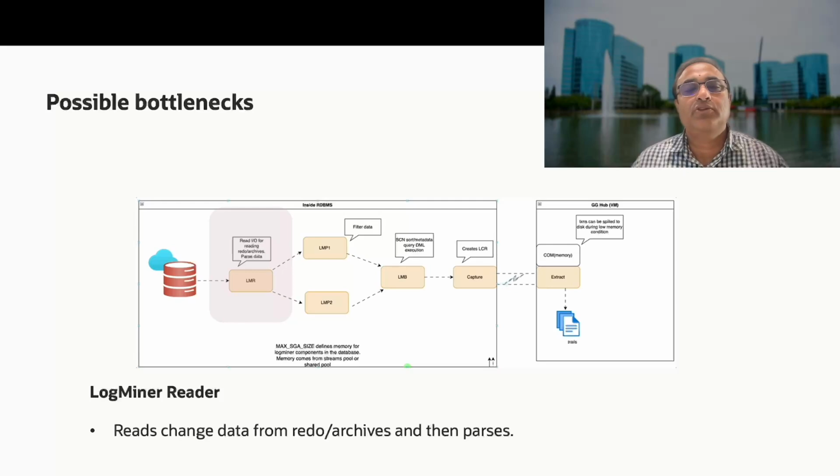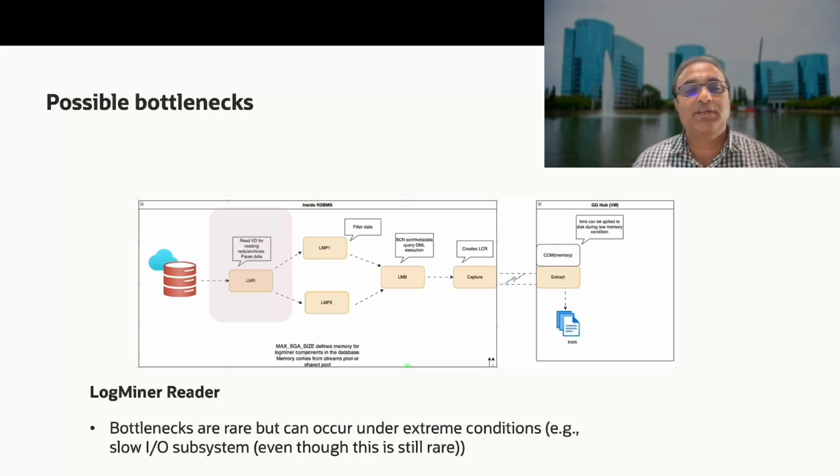What kind of bottleneck might you see with the LogMiner reader process? Let me tell you, based on my experience, hardly any, right? I've been working with this product for a very long time, and I can hardly recall how many times I've seen LogMiner reader itself being the bottleneck. Extremely rare, right? This process, straight out of the box without any tuning, is capable of handling a very large amount of data. And most of the time, you'll not see any bottleneck. You can see other bottlenecks in the pipeline, but not with the LogMiner reader process, right?